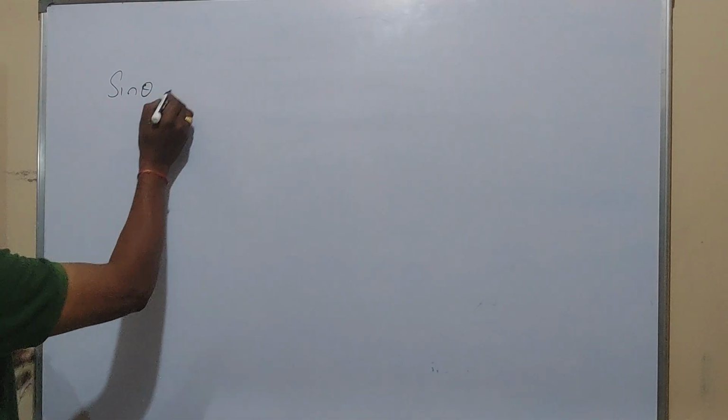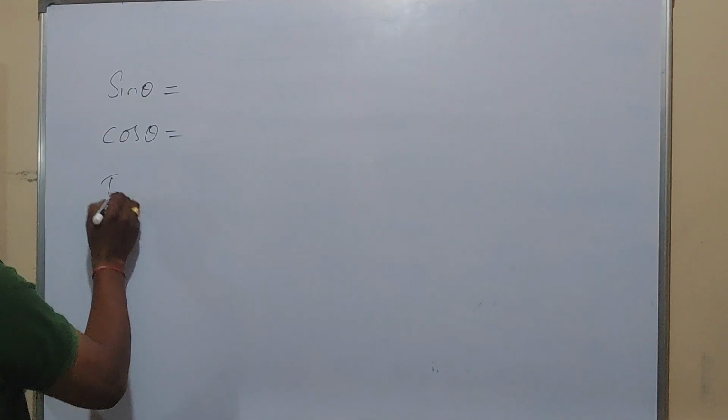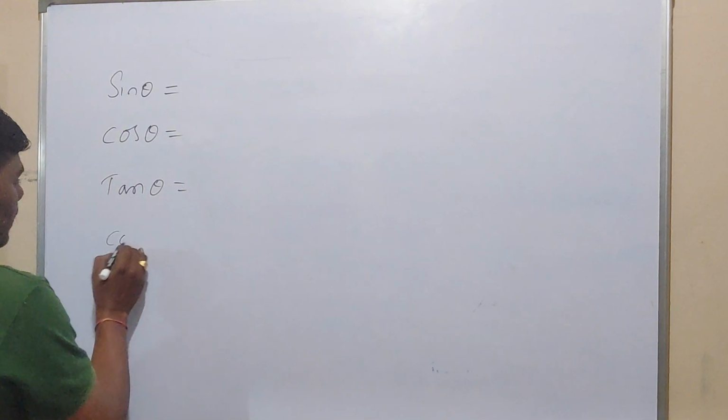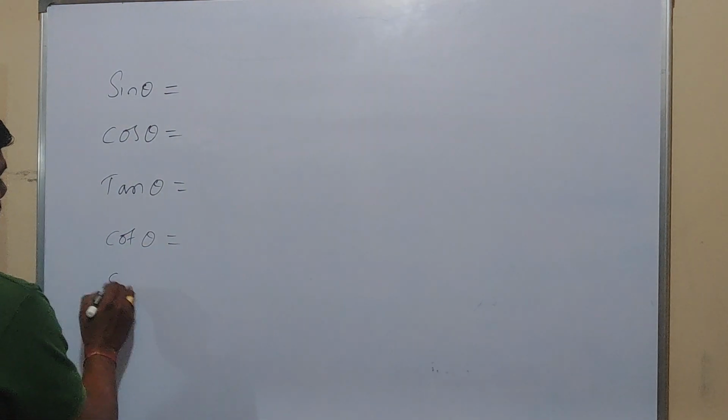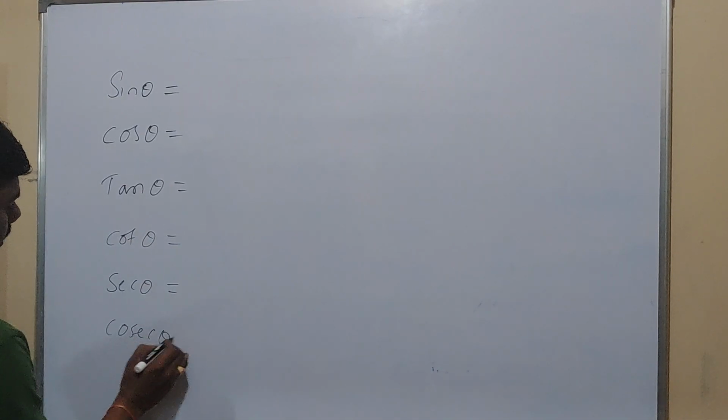They are sin theta, cos theta, tan theta, cot theta, secant theta, and cosecant theta.